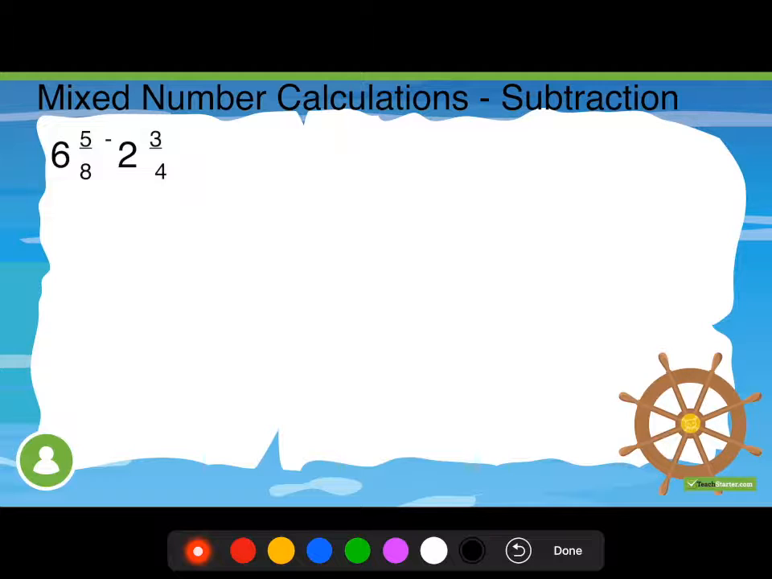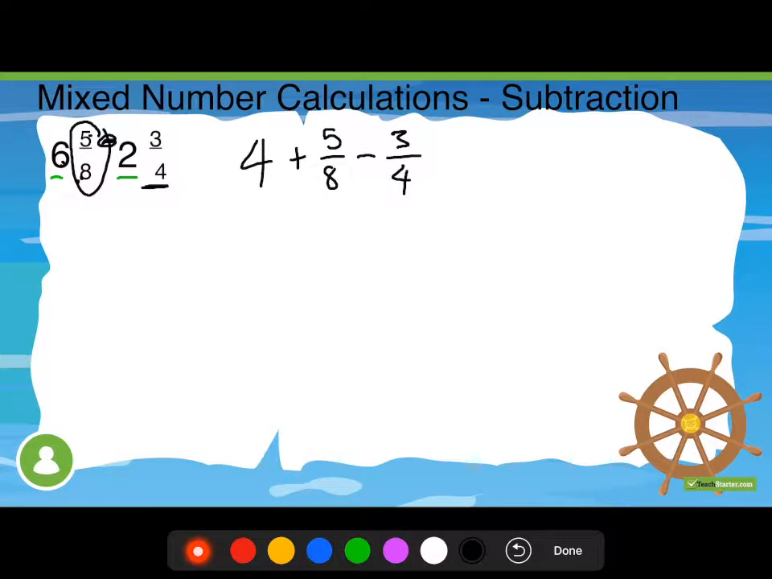So let's see what I mean. Let's start and we'll do this. 6 take 2. 6 take 2 equals 4. So I'm going to start with 4. Now, I'm adding this 5/8 because it was added to the 6 before. But I'm going to take away the 3/4 because that's the operation that's happening to it.